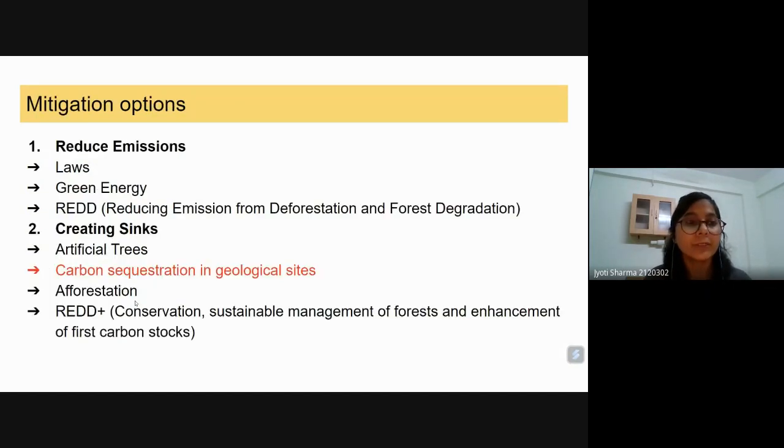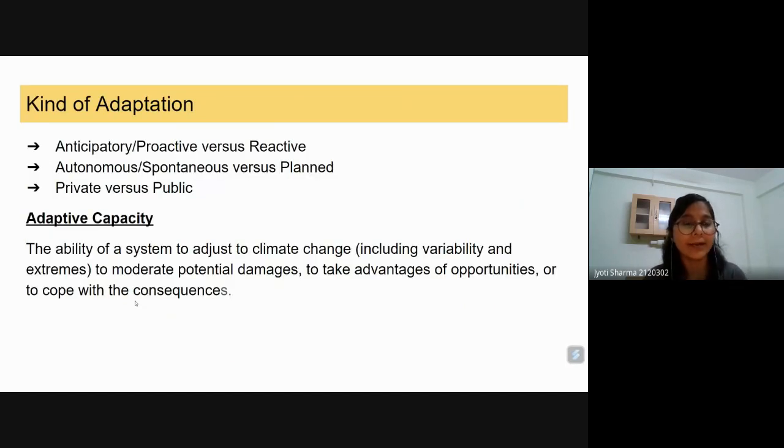Okay, so we talked about the mitigation options. Let's talk about adaptation. There are three kinds of adaptation. I think it will take 5 more minutes and we will complete it. The first is anticipatory, proactive versus reactive. When the climate change has already happened and then we are doing the adaptation, this is reactive. And if we know that climate change will happen in the coming years and we are doing adaptation for that, this will be the proactive or anticipatory.